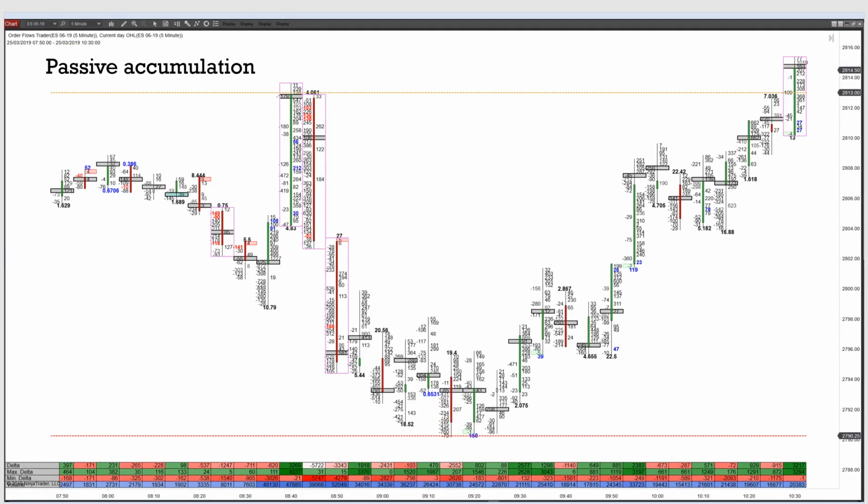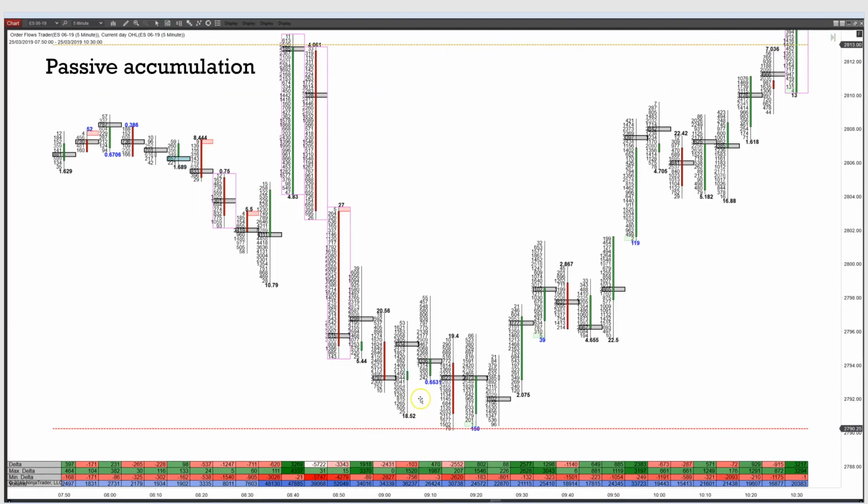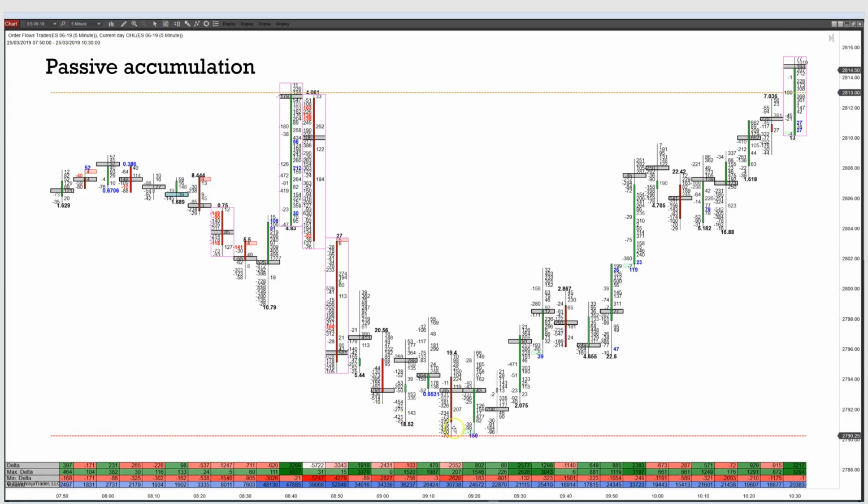Depending on which sort of chart you like to look at, there's your passive accumulation.